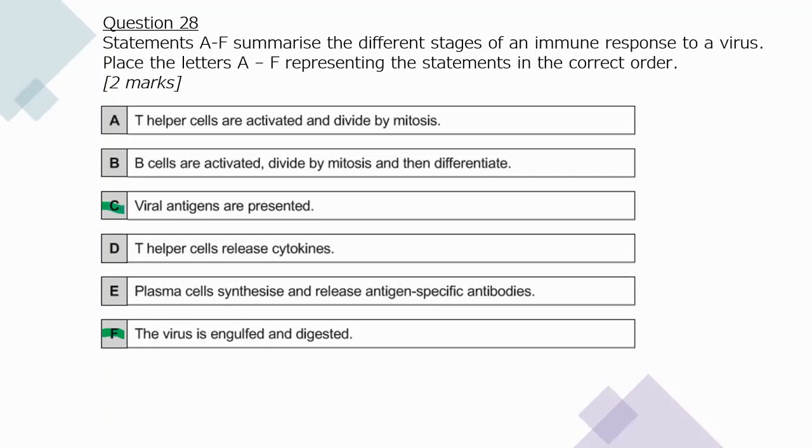And then after this, T helper cells are activated and divide by mitosis, so then A, and the activation of these T helper cells causes them to release cytokines. So then we have D. Cytokines then stimulate B cells which become activated, divide by mitosis and then differentiate. So B is our next statement. And finally, we know that when B cells differentiate, they differentiate into effector cells, which then differentiate into plasma cells. And these plasma cells synthesize and release antigen-specific antibodies. So therefore, our final statement is E, and you can see our answer here.